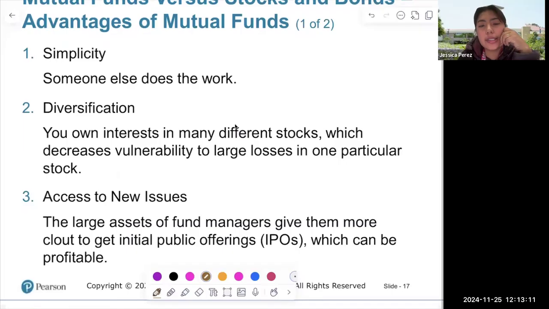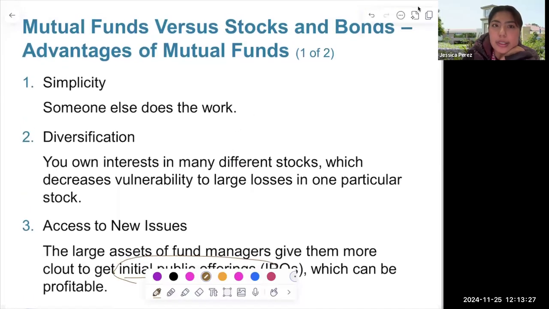The large assets of fund managers give them more clout to get initial public offerings, IPOs. So initial public offerings, which stand for IPOs, can be profitable instead of the stocks and bonds. So with mutual funds, somebody else does the work for you. You're just getting interest from those stocks. Okay.